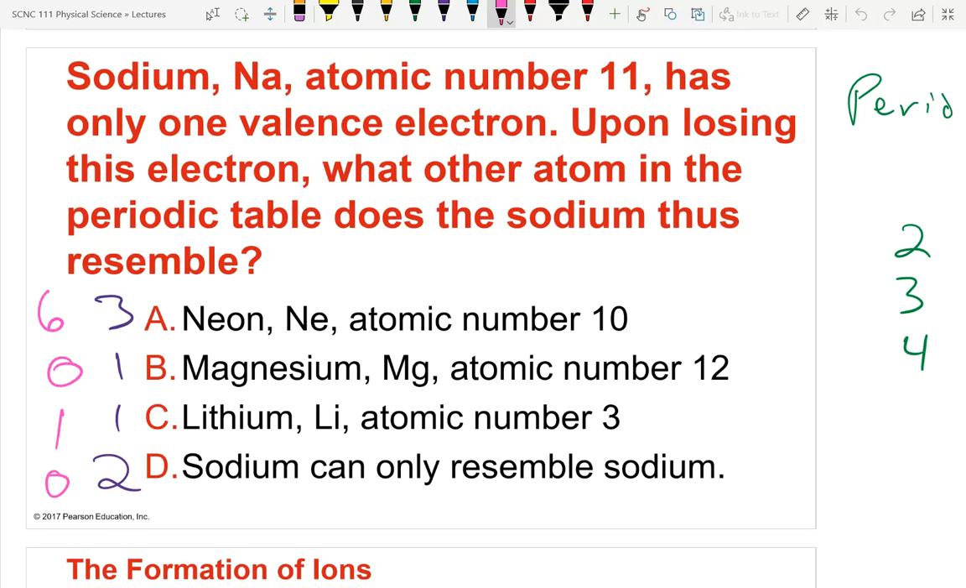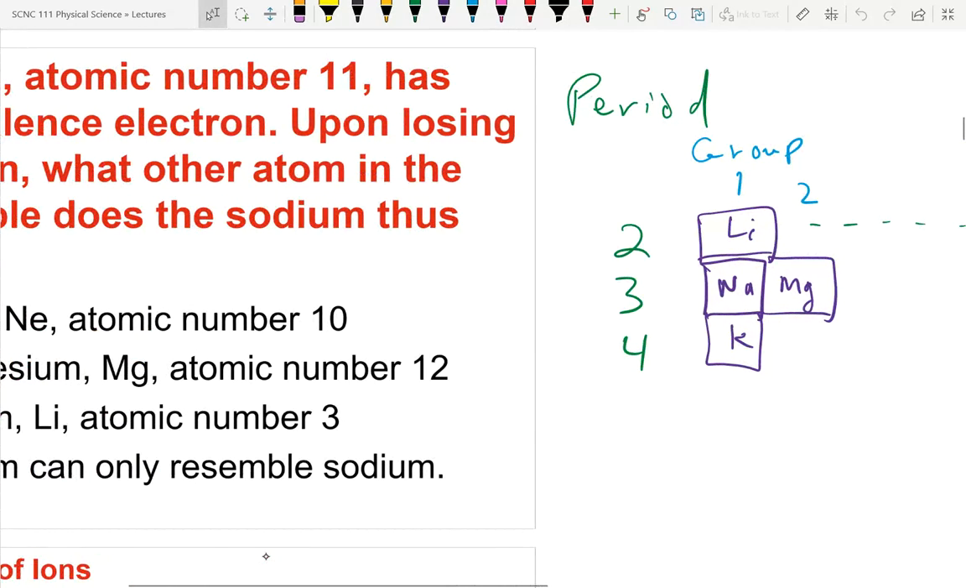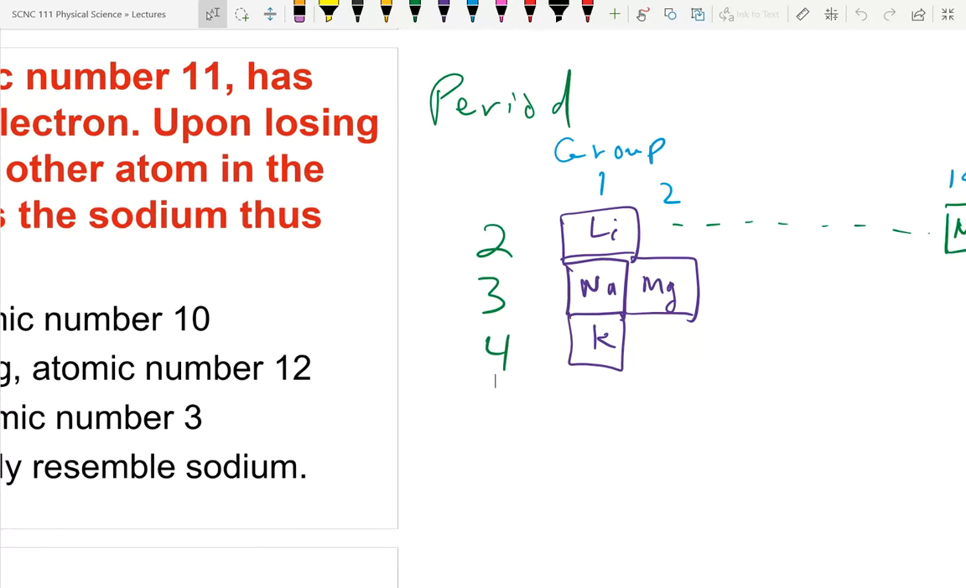I put A. But I'm not really sure. So if it loses one electron from the outside. Well, let's start, Ivy. Let's guide you through this before I give you a grade. What is the dot structure for sodium?